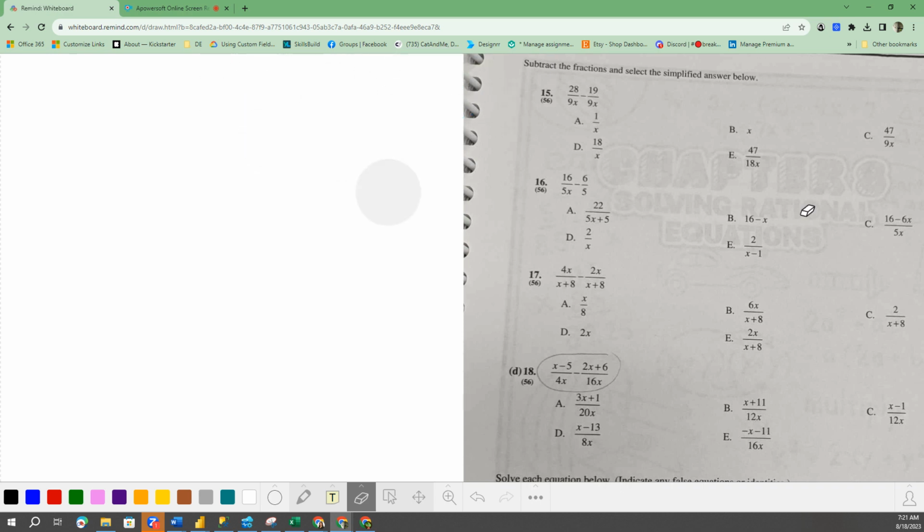Number 16, it's the same thing. 16 over 5x minus 6 over 5. You need to make sure that their denominators are the same. Well, they're not. So we need to factor them all out. The 5x is 5 times x, and the 5 is just plain 5. We copy 16 here, and we copy 6 here.